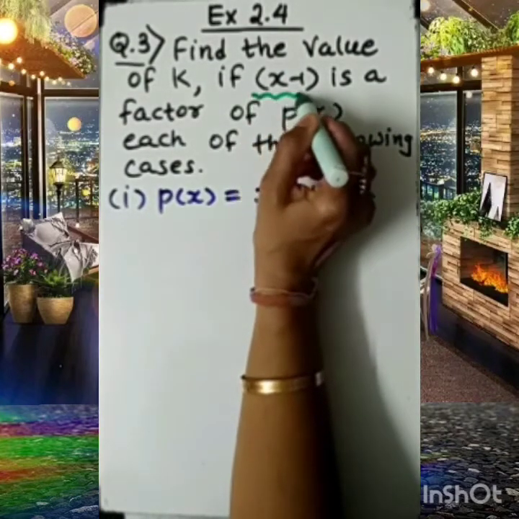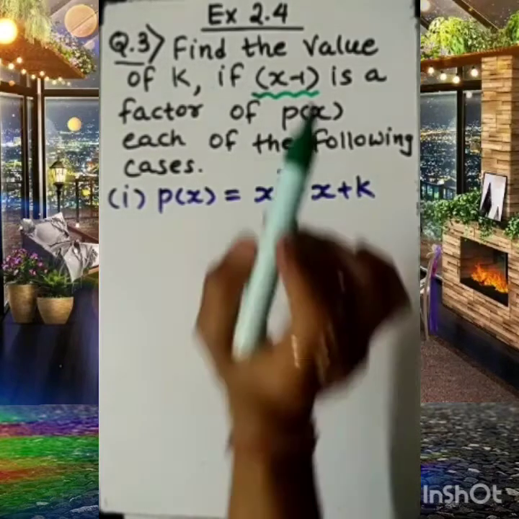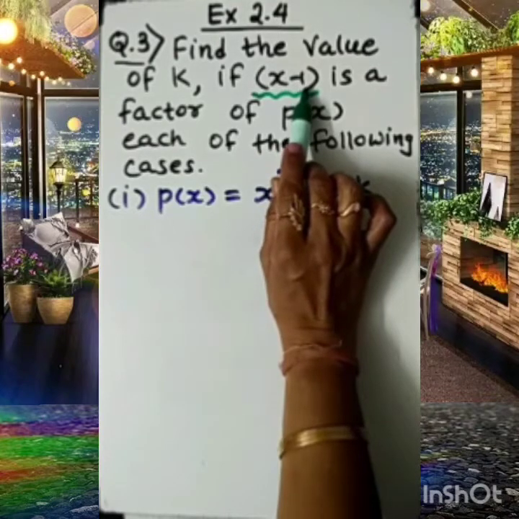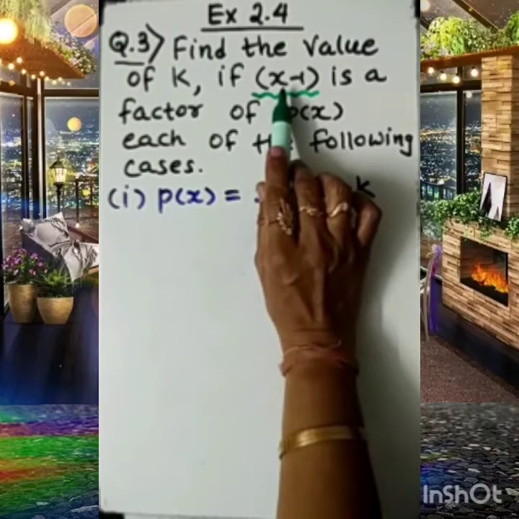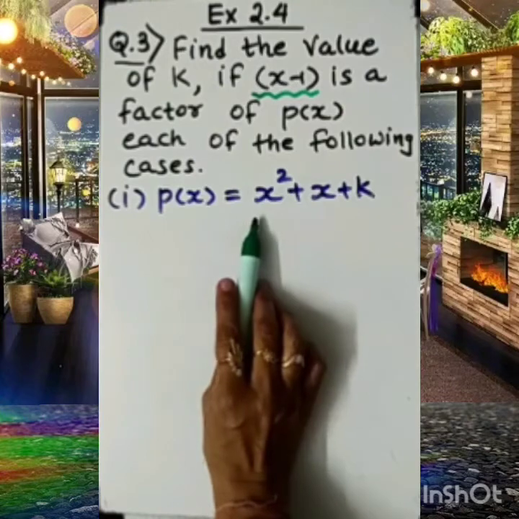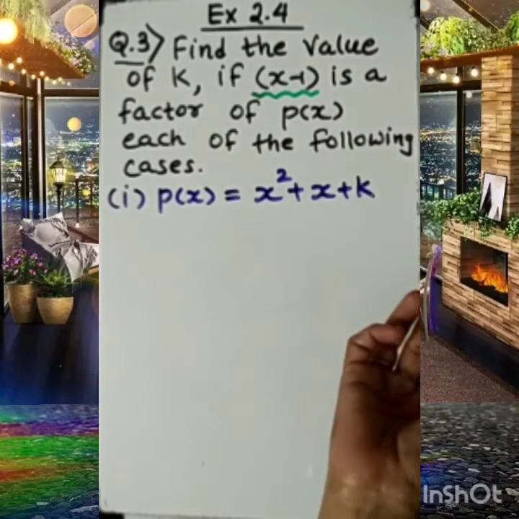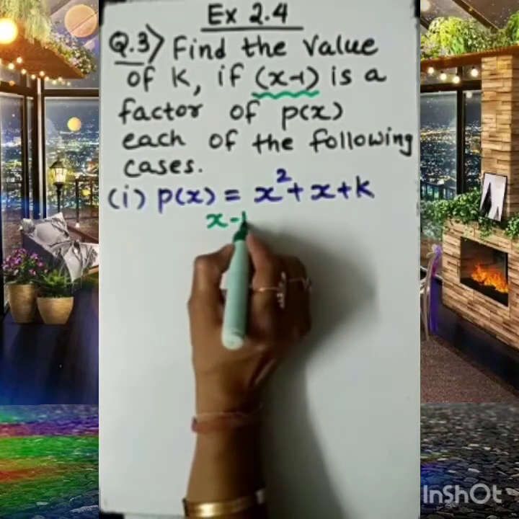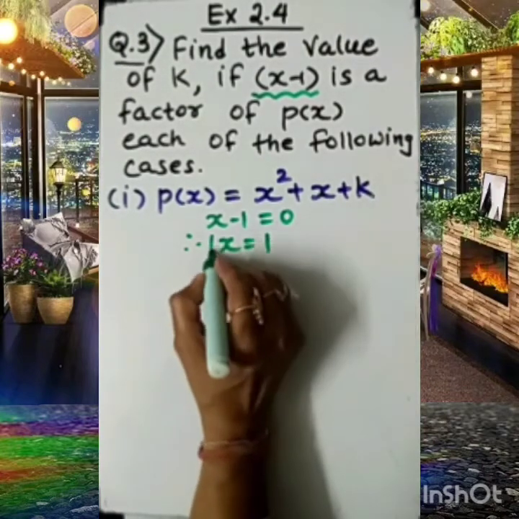x minus 1 is a factor of p(x) means one thing is clear: the value of the variable we get is called the zero of the polynomial. This is called the factor, meaning the zero of the polynomial. That is the value we are going to put here and we will find the value of k. Simple. So from where to start? At the very beginning we need to write x minus 1 equal to 0. Therefore x equal to 1.